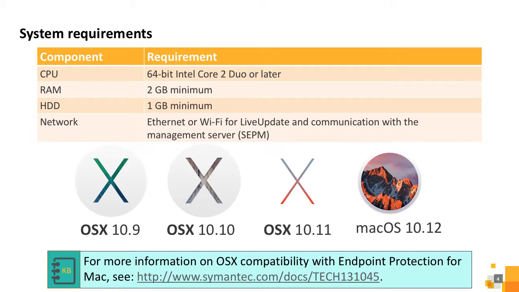Mac operating system's system requirements are shown on the slide. OS X version 10.9 through Mac OS 10.12 are supported on SEP14 Mac clients. The memory and disk recommendations follow the minimum system requirements for Mac OS X. For more information on OS X compatibility with endpoint protection for Mac, see the link listed.